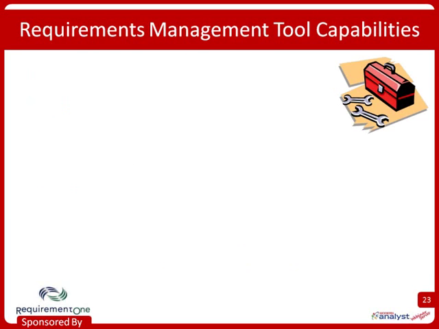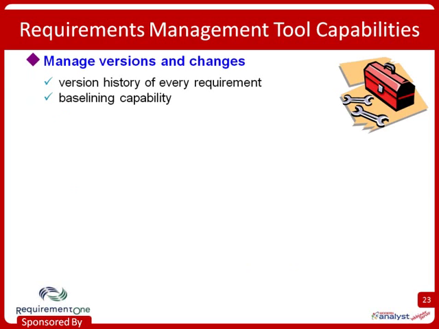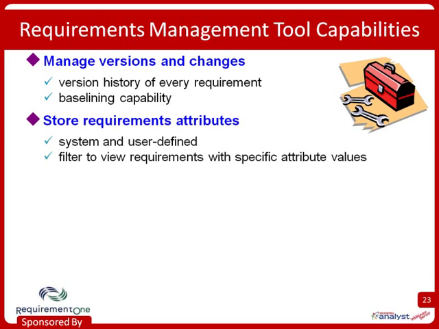And this is where the requirements management tools come into play. They can help you manage versions and changes, as I've mentioned earlier, so you might be able to retain a version history of every individual requirement and define some set of those as belonging to a particular set of baselines. You can store these requirements attributes, some of which the system might define, like the date a requirement was created, and others that you choose to define.